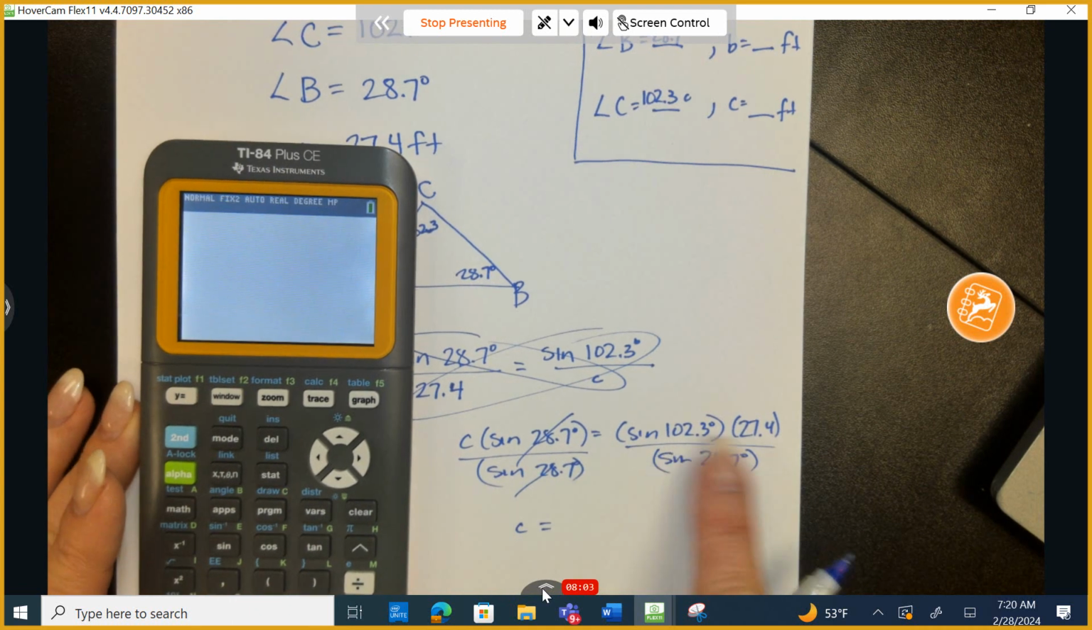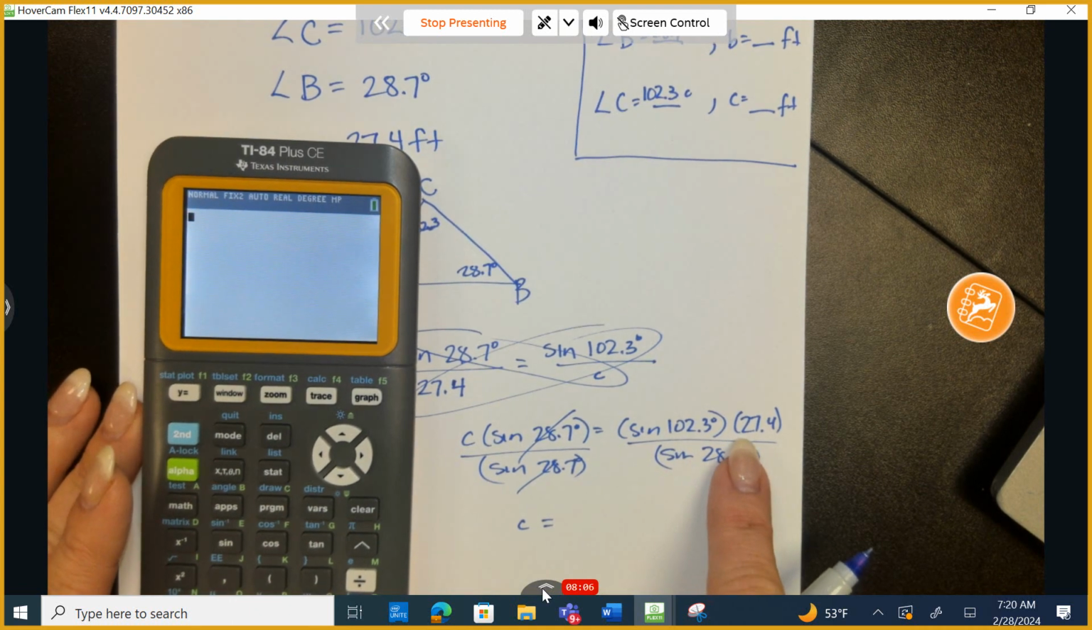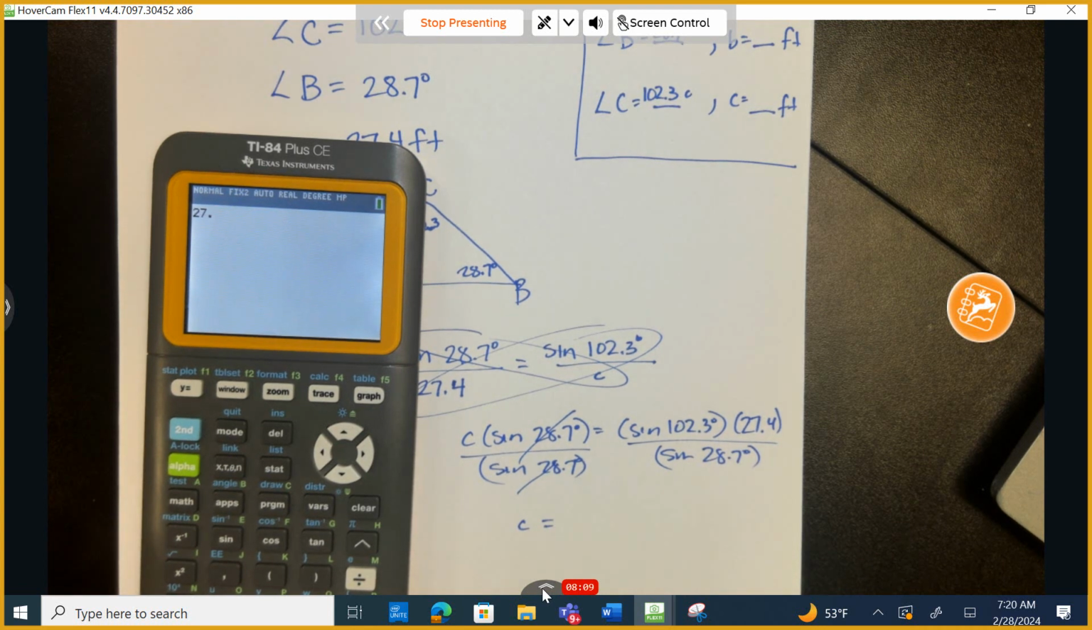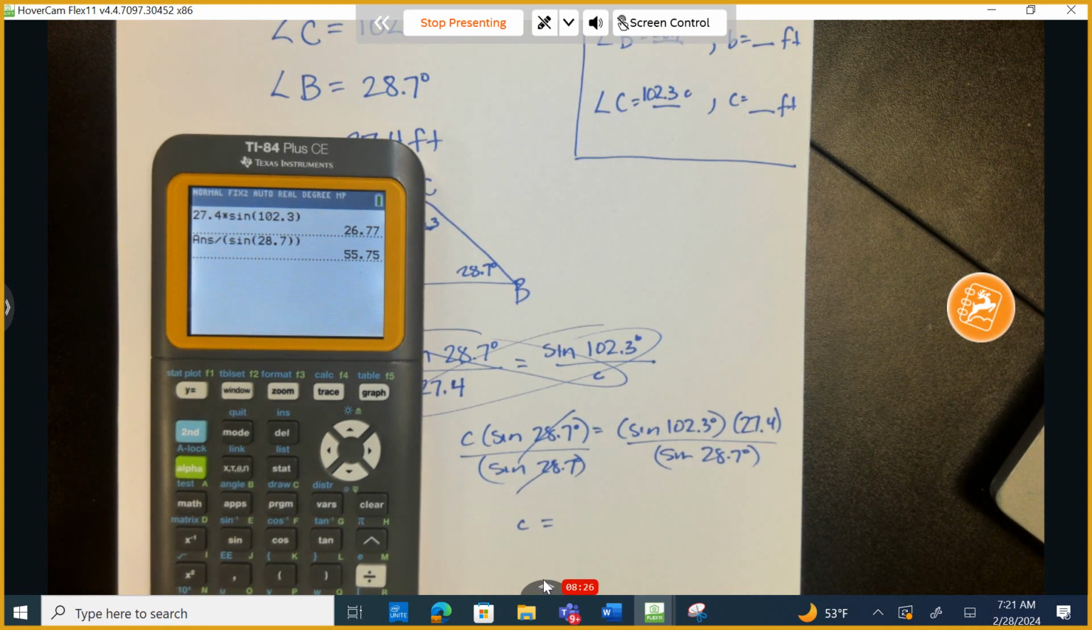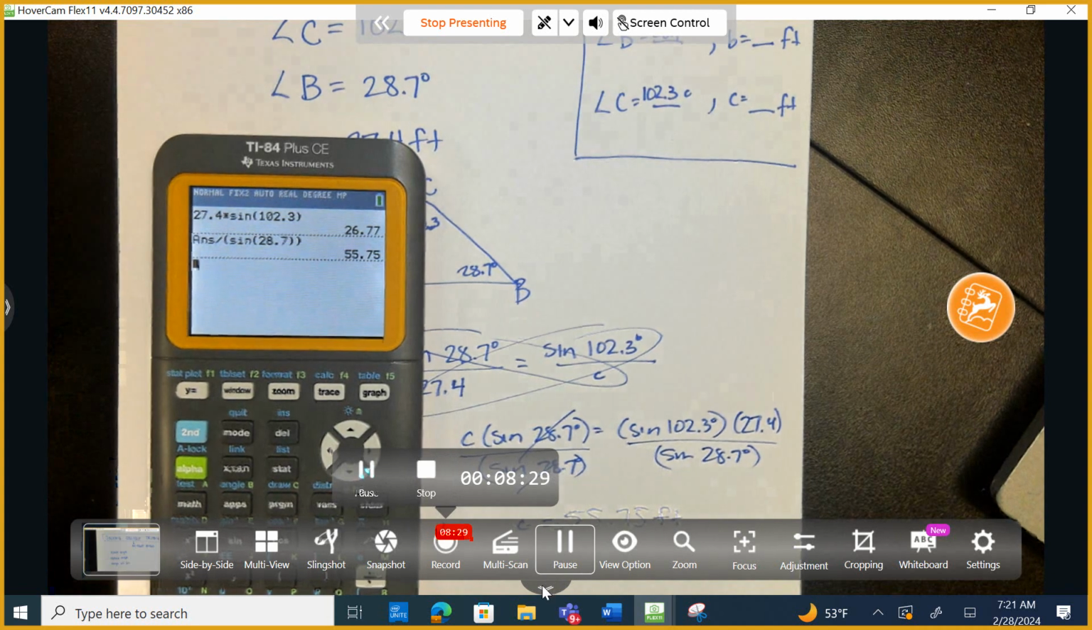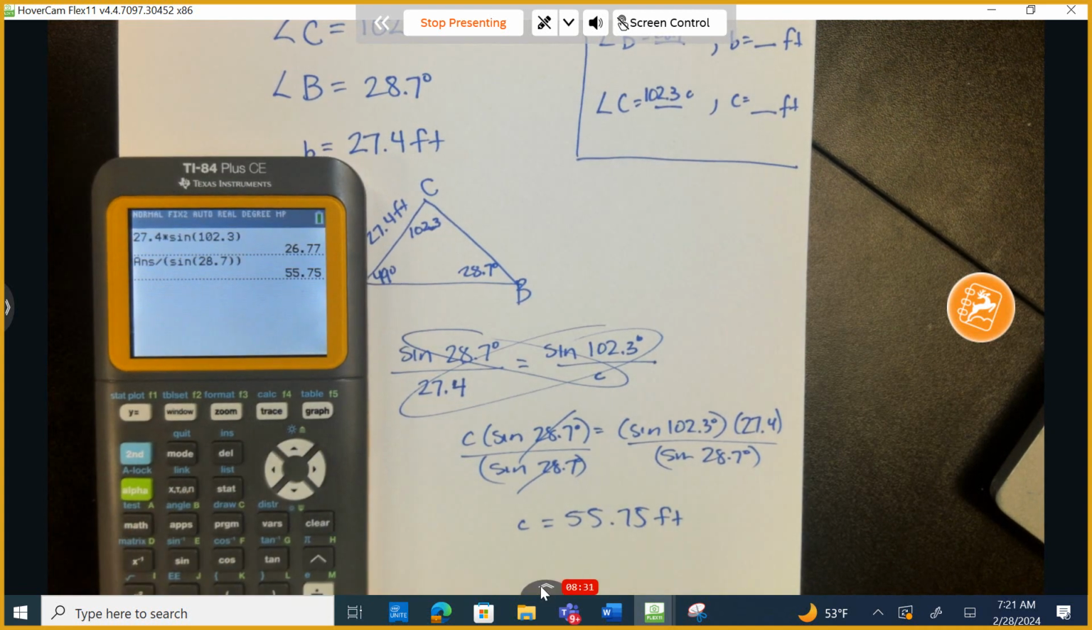Next, we're going to do this together. I'm always going to put the length first. So 27.4 times the sine of 102.3, and I'm going to press enter and then divide by the sine of 28.7. Let's see if you're able to come up with the same value that I do. So I came up with 55.75. Again, what did I do? I just cross multiplied. So length C on the triangle times the sine of 28.7 and 27.4 times the sine of 102.3, and then just simple algebra here to isolate the C.